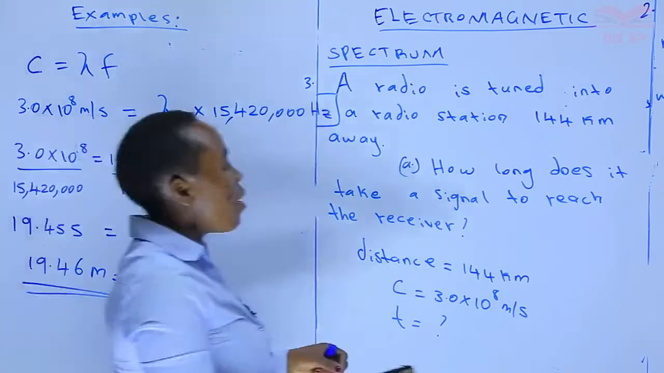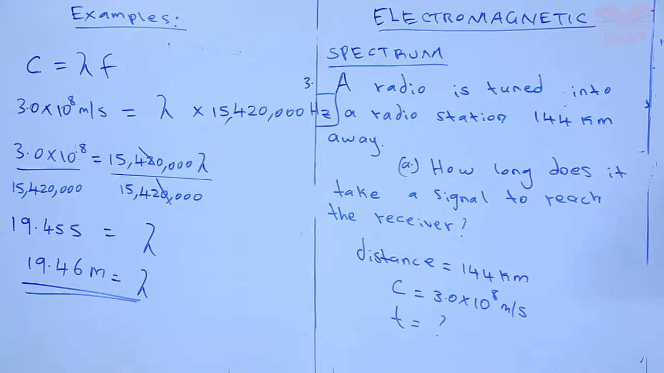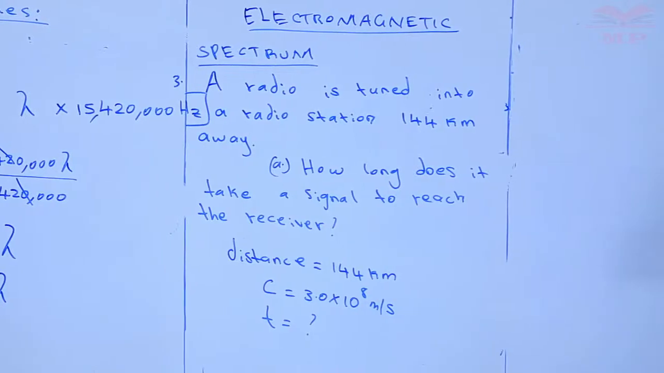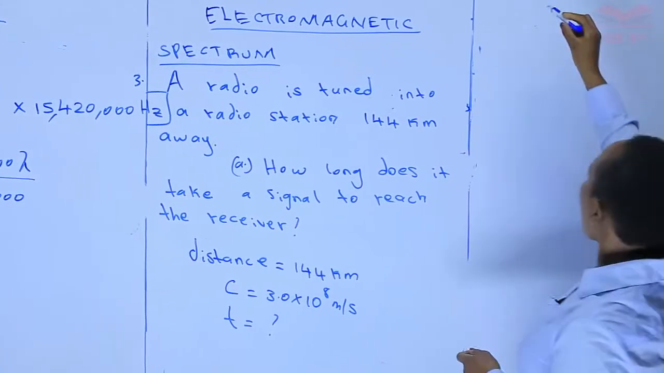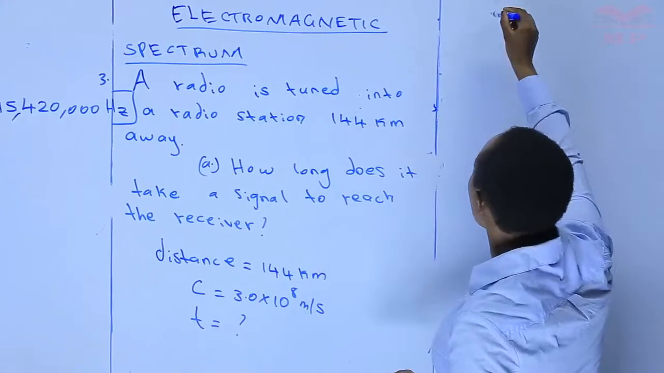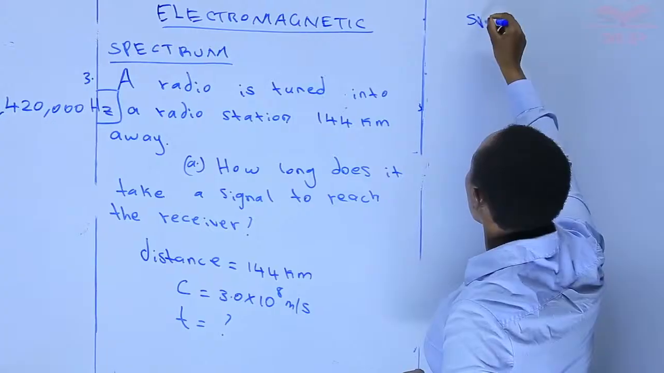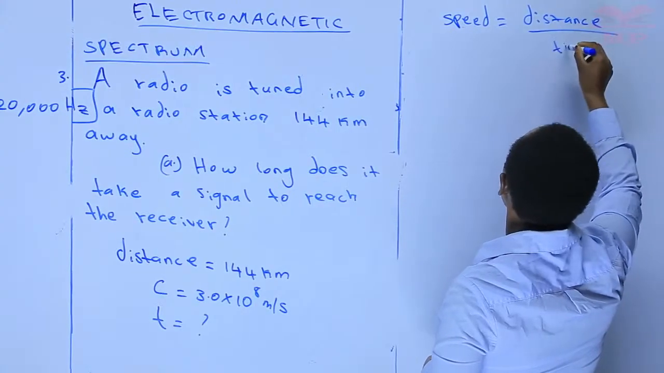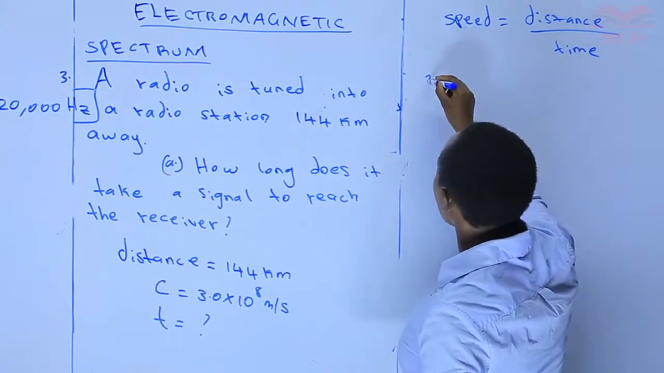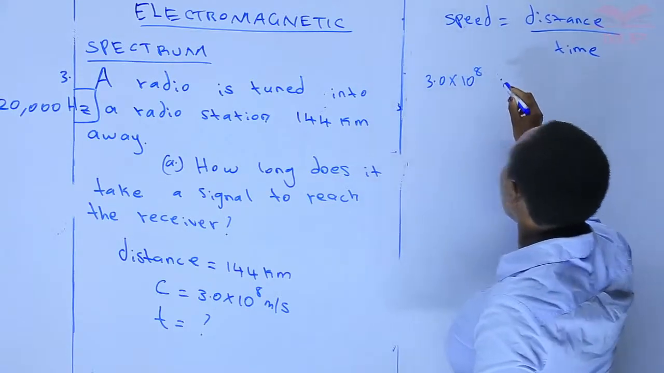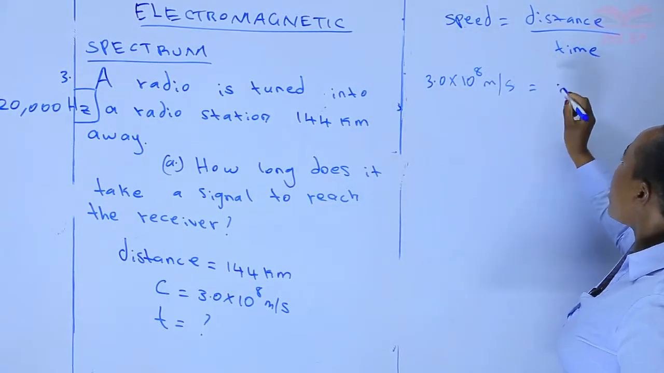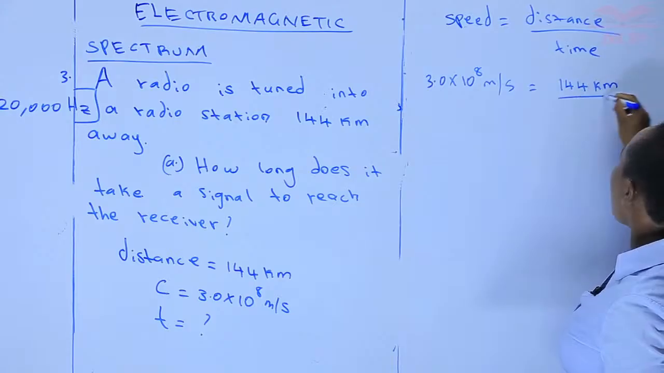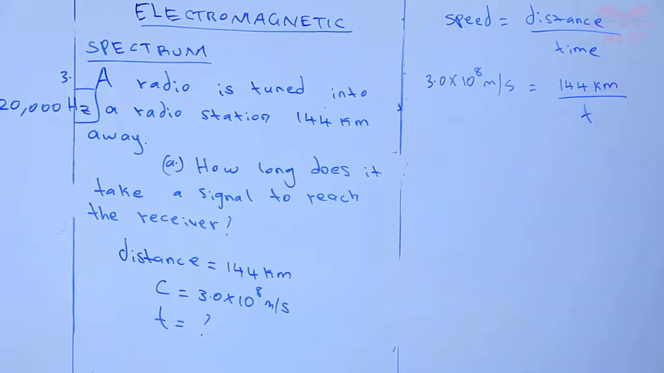And we know from the knowledge in mathematics and also in physics that speed is distance over time. So we have our speed, which is the speed of light, that is the speed of the radio wave. So we know that speed is equal to distance all over time. And our speed is 3.0 times 10 power 8 meters per second, is equal to distance. Our distance is 144 kilometers. And we want to know the time that will be taken.